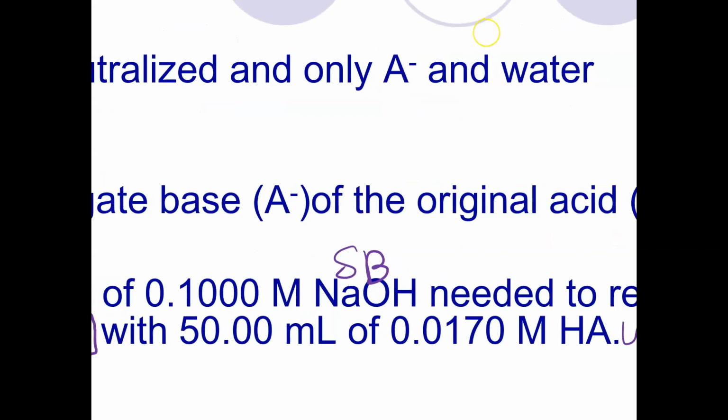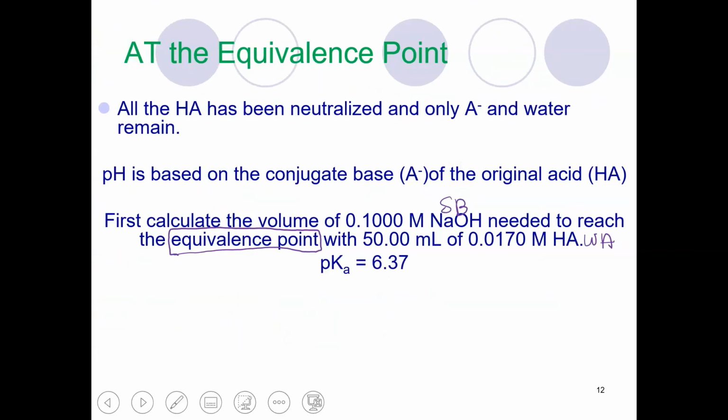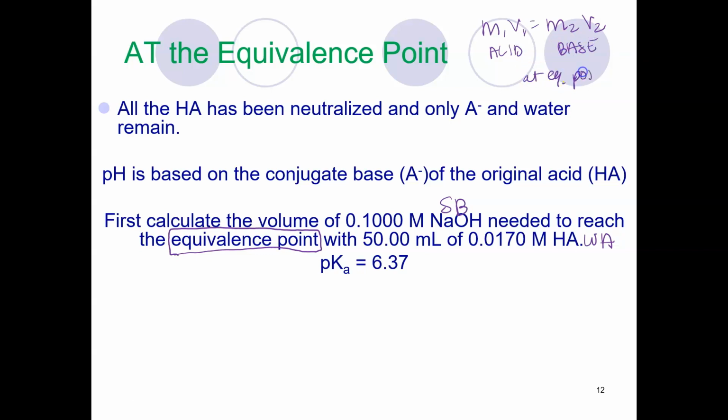The special thing about the equivalence point is that at the equivalence point, M1V1 tells us acid equals base. This is at the equivalence point only. It's the only time this works. It doesn't matter what the chemicals are. If it's a strong base and a weak acid, if it's a weak base and a strong acid, if it's a strong acid and a strong base, it doesn't matter. At the equivalence point, M1V1 equals M2V2.